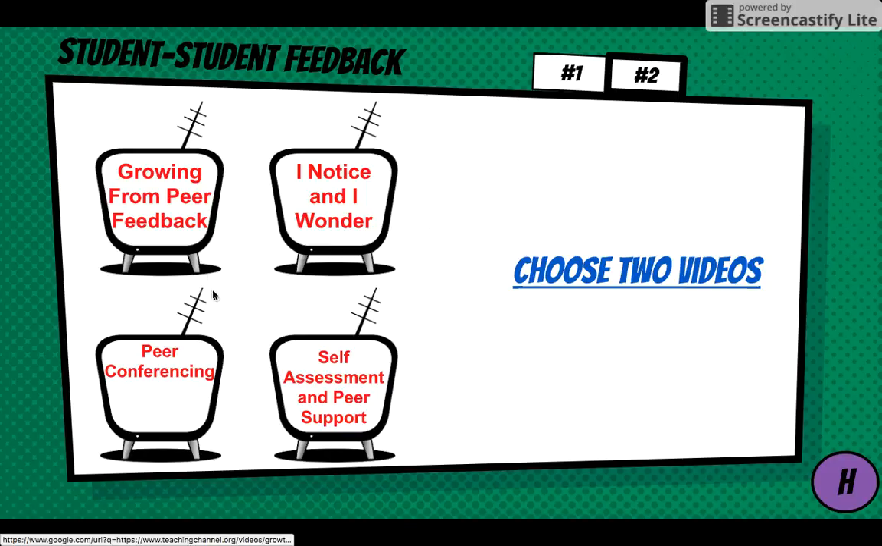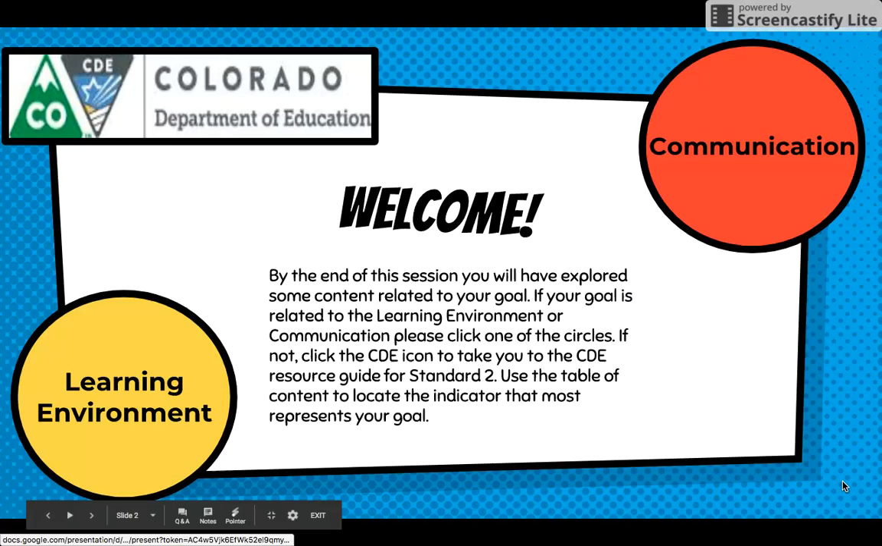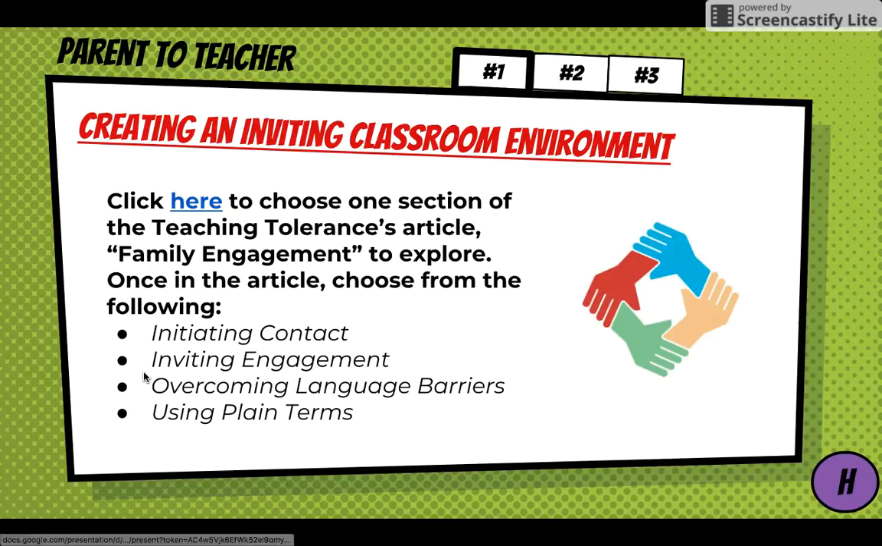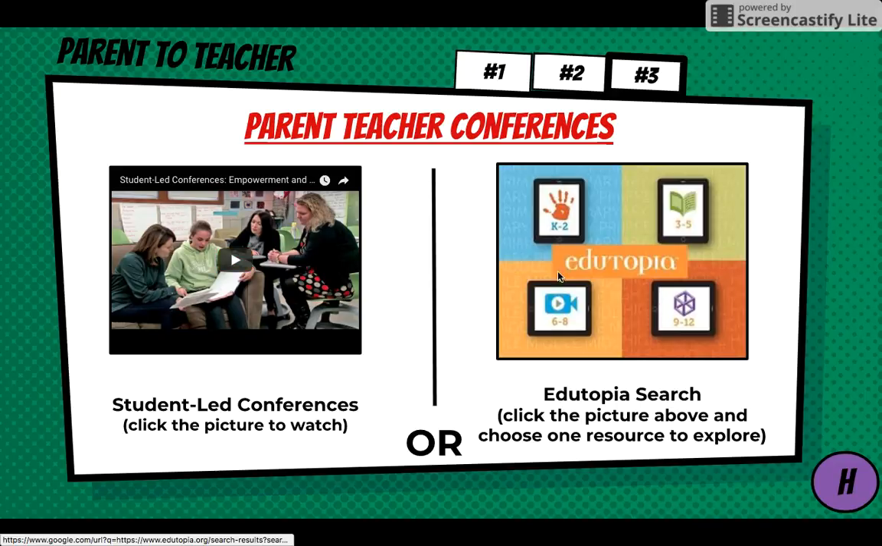Here I've given some choice in videos, and one of them is an actual article. Then they can click back to home, and you can go to parent to teacher, and here I've provided some choice in the content as well. Providing videos, again, and articles, trying to differentiate.